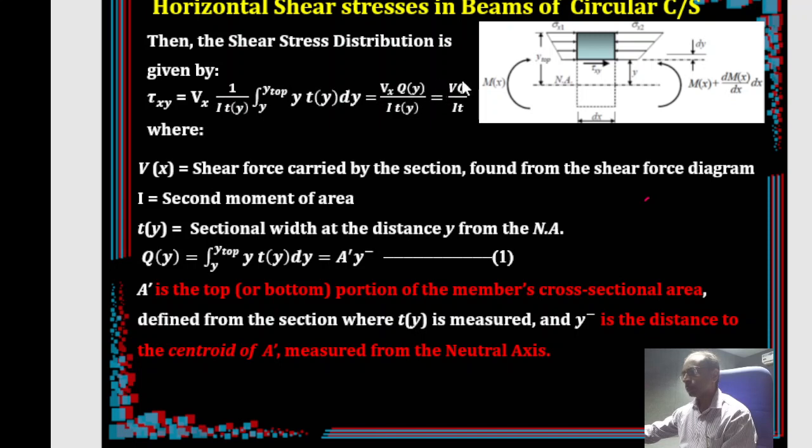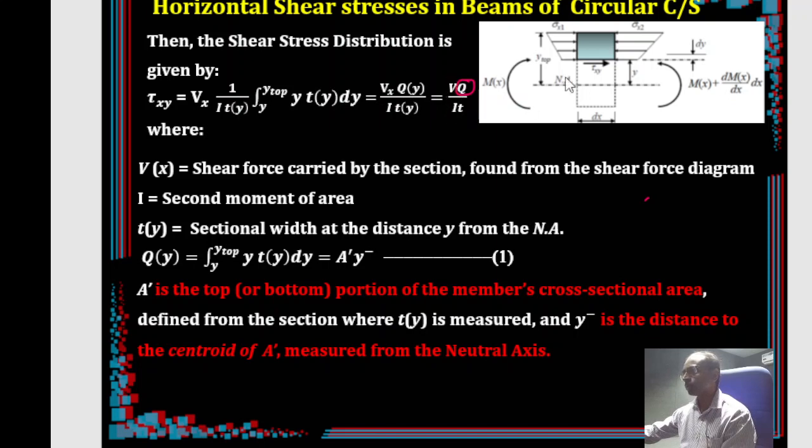Here the term you have to concentrate on is the first moment of area Q. This Q is what we have to focus on, because once this is known, the rest of the things are constants. The value of the shear force is known when the external loading, the location of the load and the span details are given. You will be able to calculate the shear force very easily.